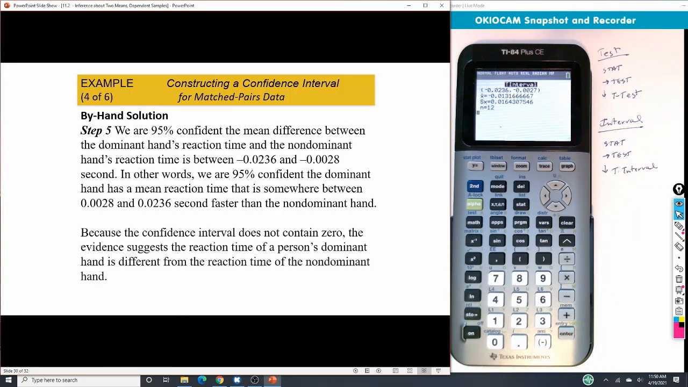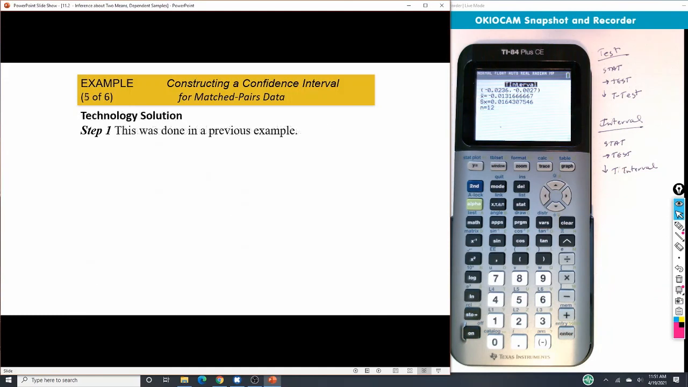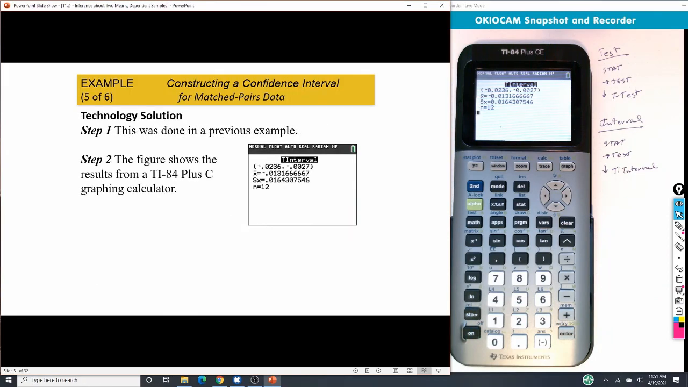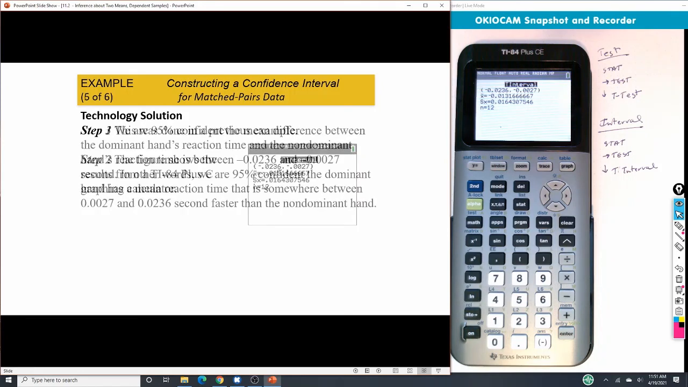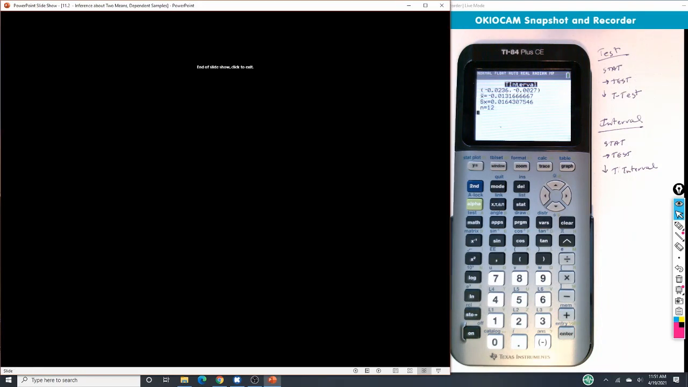So we know then we have all those pieces. Okay, so here they also do it in the calculator. And they get the same results that we did. All right. So those are the things you're going to need for 11.2.